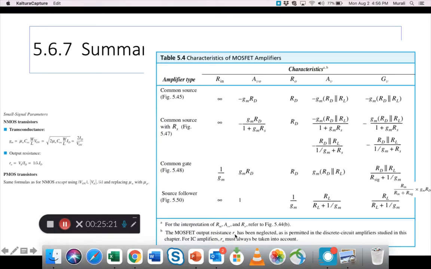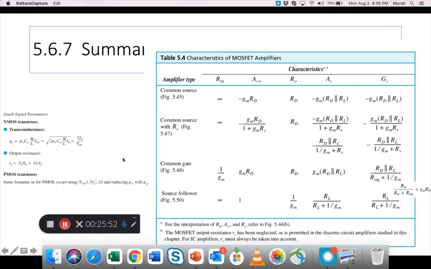Okay, the MOSFET output resistance RO has been neglected in these calculations, as is permitted in the discrete circuit amplifiers studied in these chapters. For IC amplifiers, which we'll study later, RO cannot be neglected for MOSFET transistors, so they must all be taken into account, and some of these formulas will get modified to include the RO.